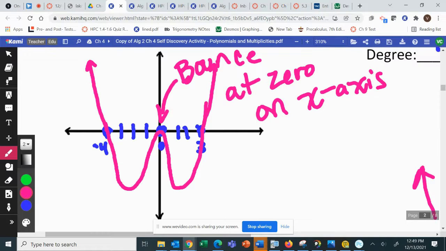On that x-axis, we bounced off that x-axis. It happened to be on the bottom because of where all the other x-intercepts were and what our end behavior was.